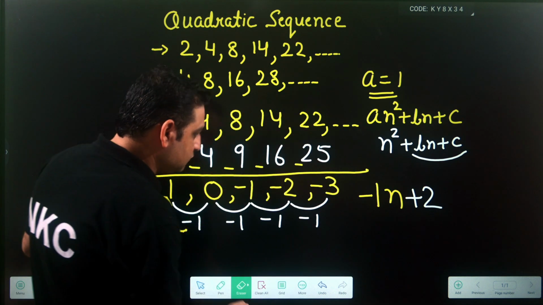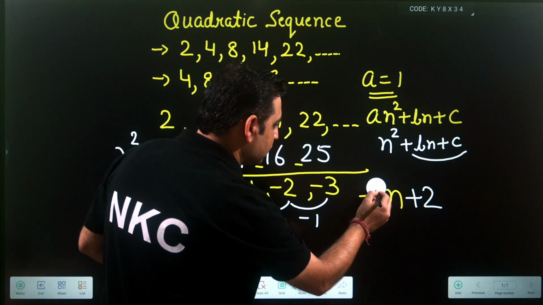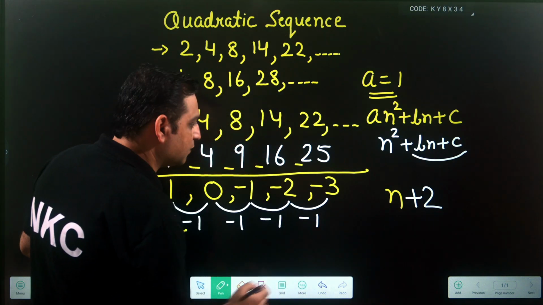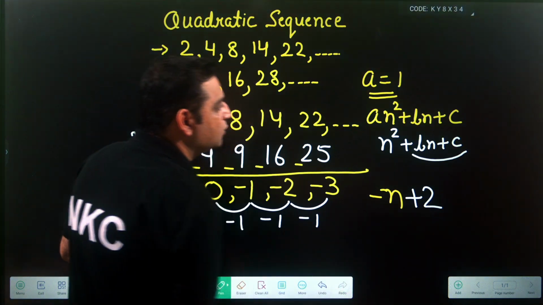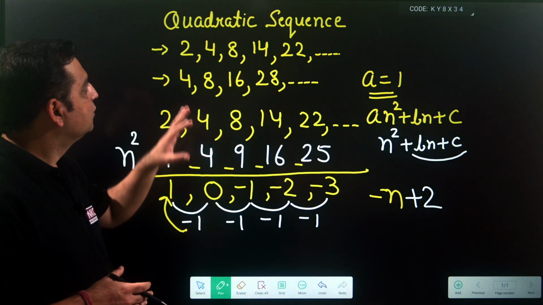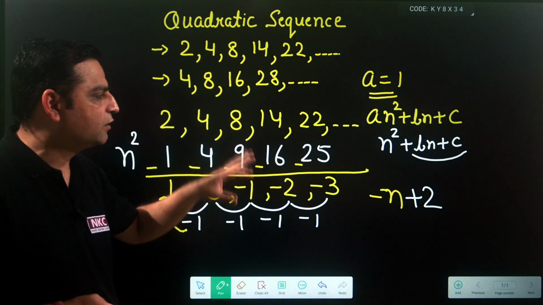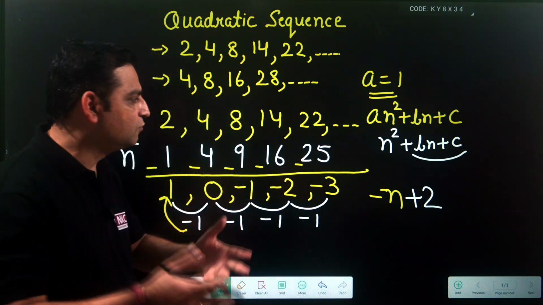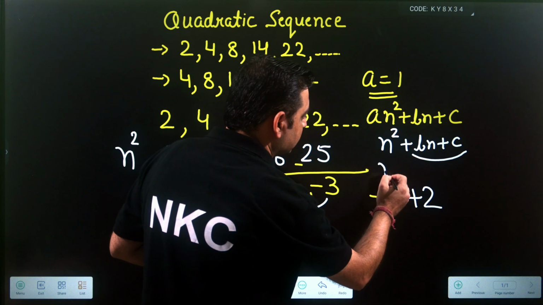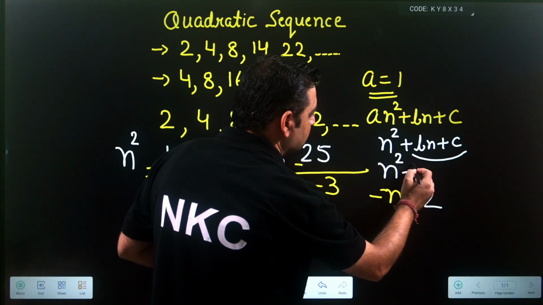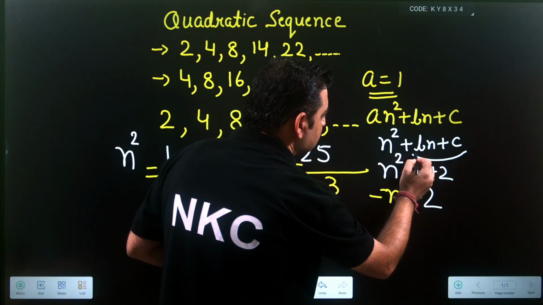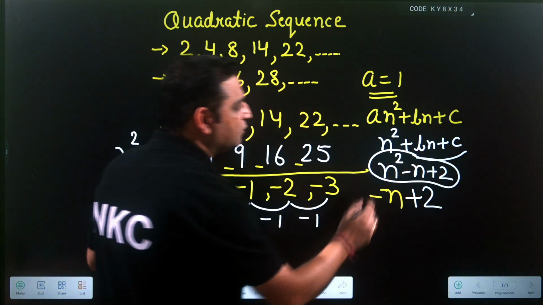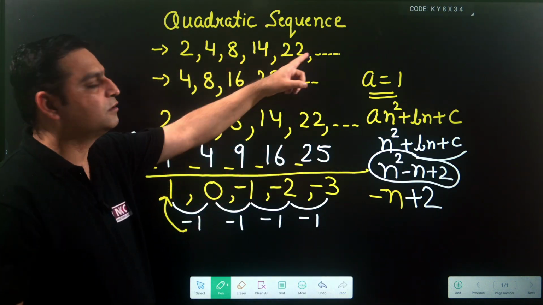And let me just erase this 1. It is not required. I am just keeping minus. So finally, the quadratic sequence, this quadratic polynomial, or we can say the general nth term is becoming here. Let me write the polynomial: n square minus n plus 2. N square minus n plus 2 will give me all the terms.